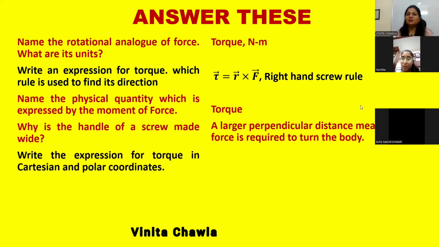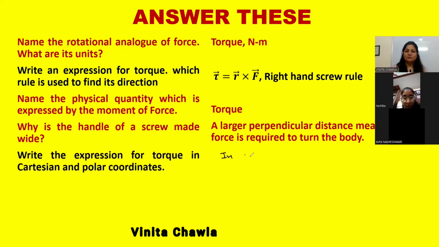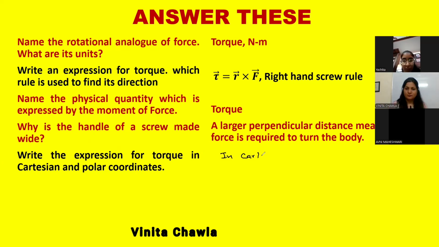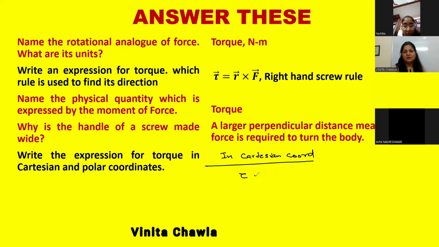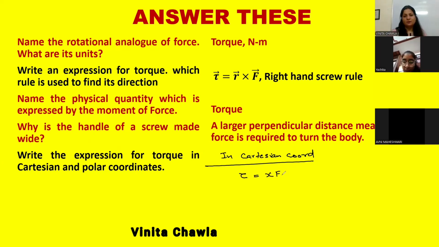ठीक है, next question, write the expression for torque in Cartesian and polar coordinates. Fy minus yFx, and in polar coordinates rF sine alpha minus c. Yes, in Cartesian coordinates, we can write torque tau as xFy minus yFx. So what is the direction of torque here?